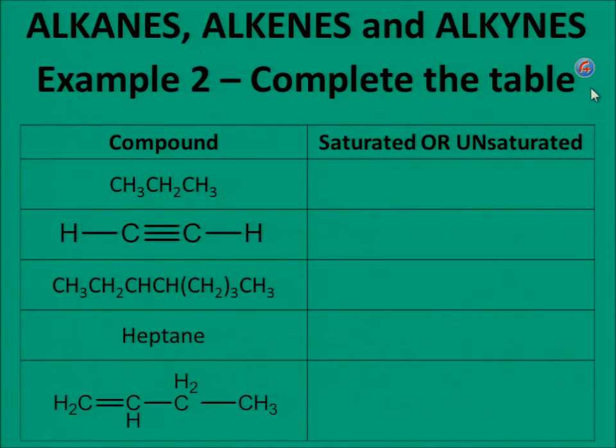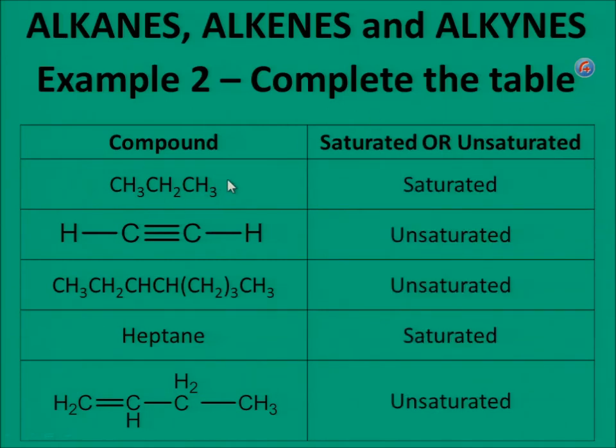Example 2. Complete the table. Here they give you compounds and they want to know, are they saturated or unsaturated? That means, are there only single bonds, or double bonds or triple bonds? So for the first one, CH3, CH2, CH3, if you count the bonds, you'll see that there are only single bonds, therefore saturated. In the second one, you can see the triple bond there. It is shown, and therefore you know it is unsaturated.